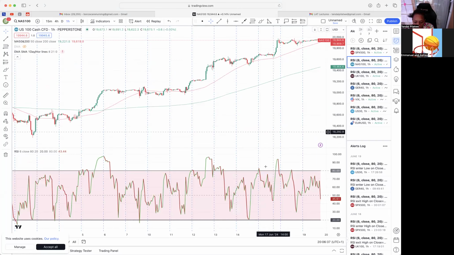US 100, NASDAQ, what's happening? Wow, it's on a steady way up, right? Yes. So again, since Friday, that's when it made its lowest lows. And that's right around about here, and it's been on its way up since.